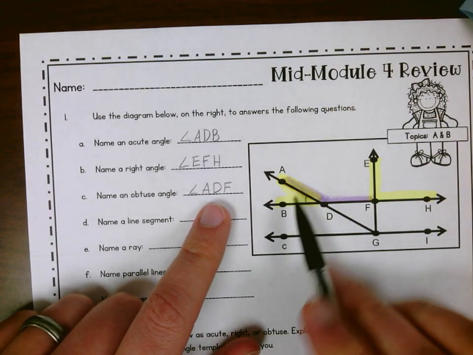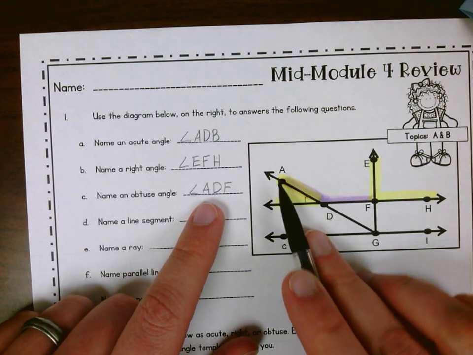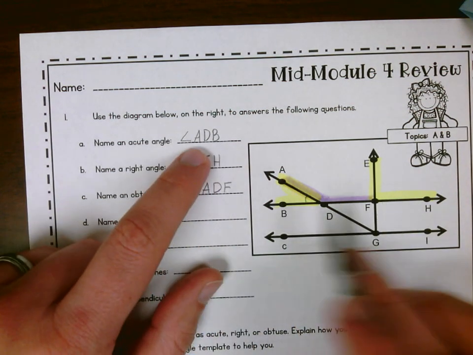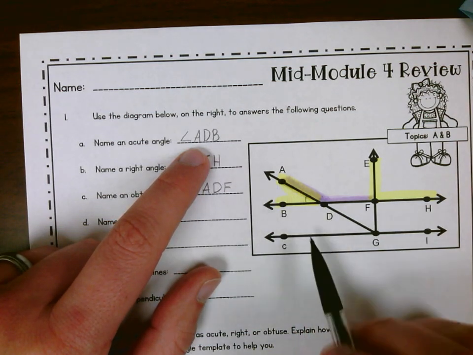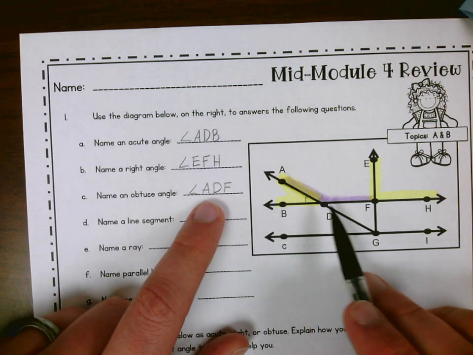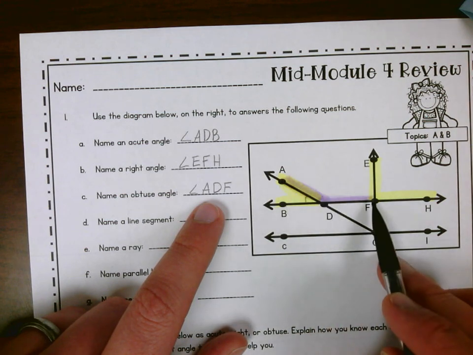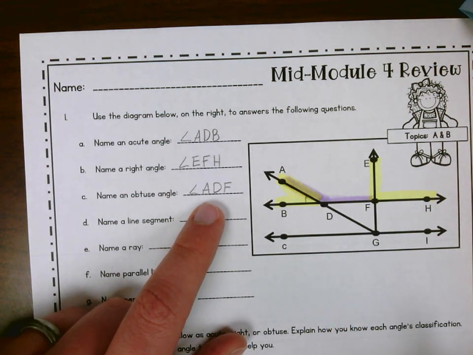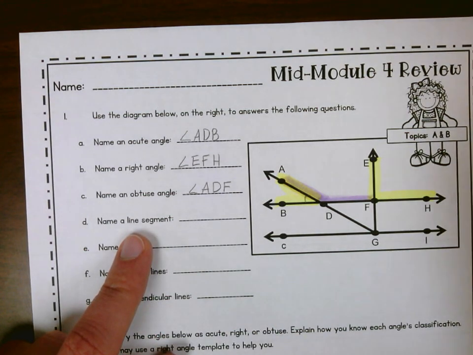While we're talking about multiple answers, it would have also been fine to say FDA. You can go either direction, just like my ADB could have been BDA. The key there, though, is that we're tracing the path. I could not have started with D and then gone to A and then gone to F, because that would be identifying something different.